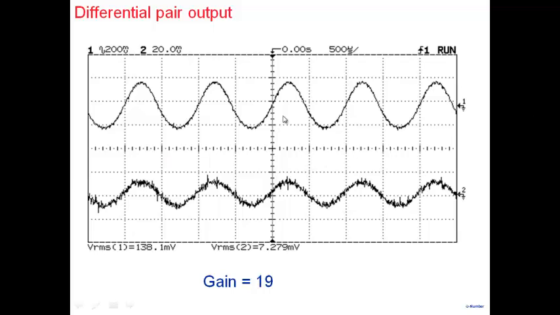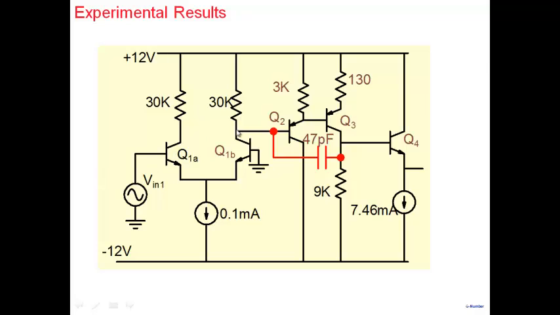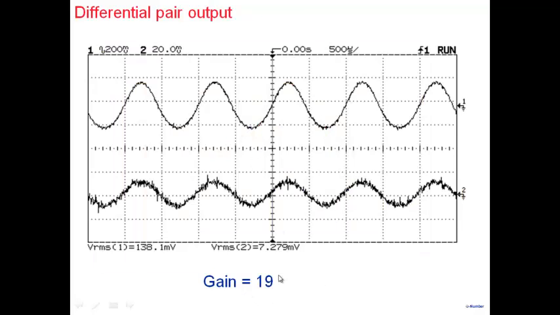You can see the oscilloscope pictures here. So the differential pair output is here. You can probe this particular point and see the gain of the first stage. So gain is 19 for the first stage differential pair. This is the input. We've given an input of 20 millivolt, and this is the output here. So gain is 19 for the first stage here.